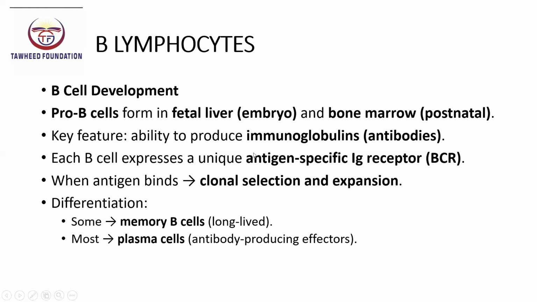Each B cell expresses a unique B cell receptor, BCR, that recognizes a specific antigen. When an antigen binds to the BCR, that cell is activated, undergoes clonal selection and expansion, and differentiates into two types of progeny, that is plasma cells, which produce and secrete antibodies, and memory B cells, which provide long-term immunity. This entire process constitutes the foundation of humoral immune responses.